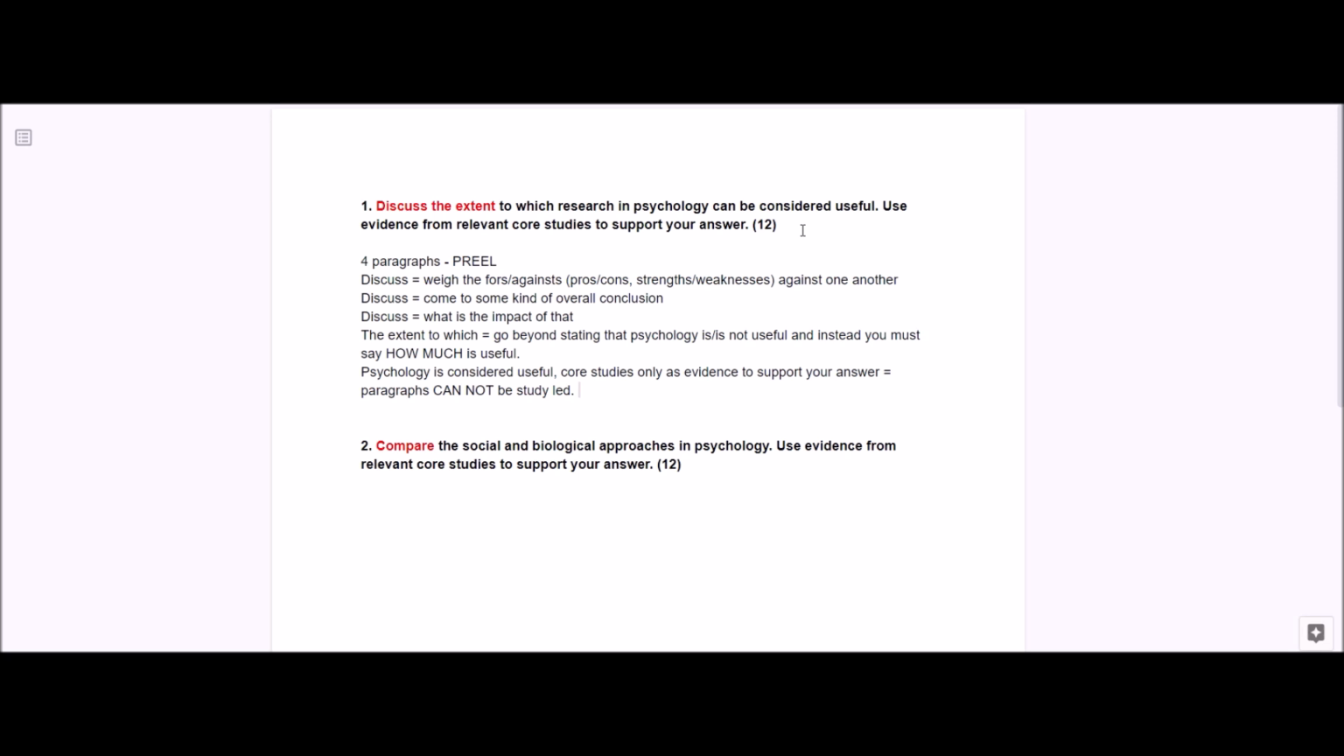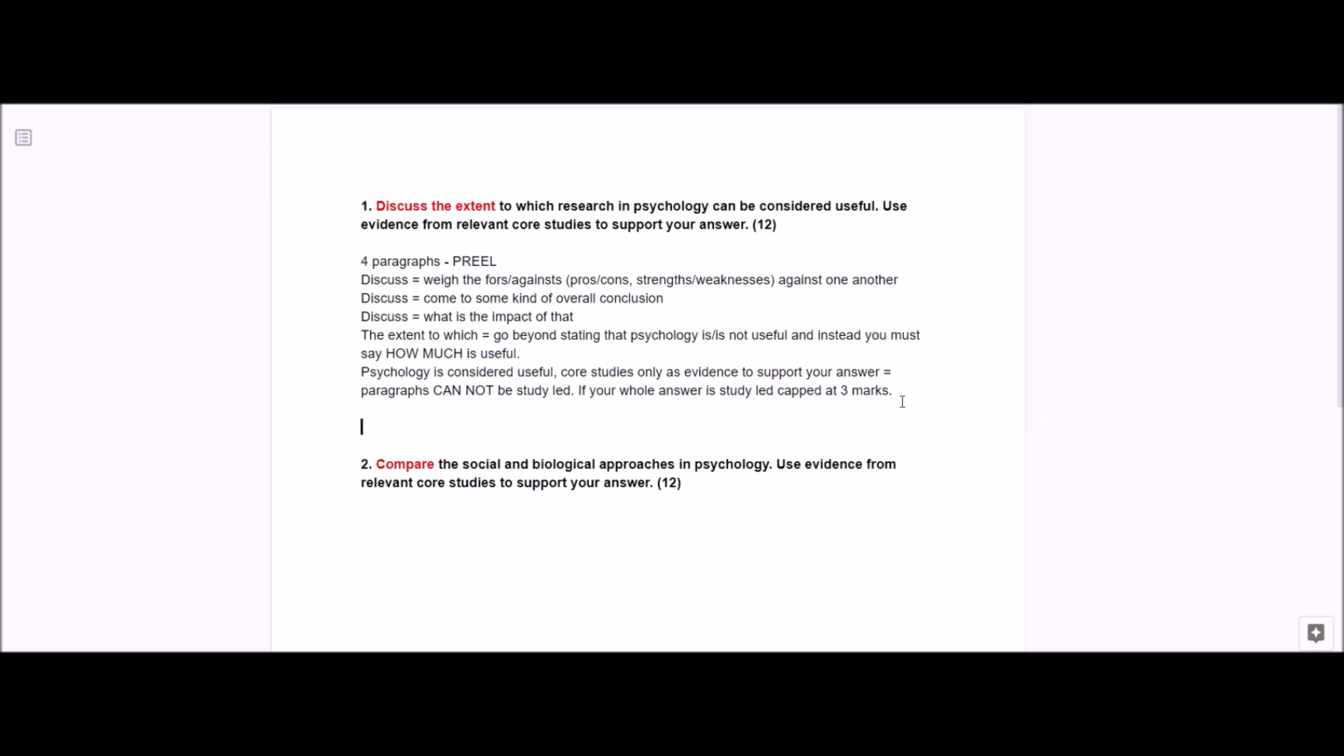If you just say, here's a piece of research that's useful, this is what it's useful for, then that paragraph is counted as study-led. And if your whole answer is study-led, you are usually capped at about 3 marks for a 12 marker. Okay, so if the whole thing is study-led, you'll be capped. So it doesn't matter how much you've written, how much time you've put into it, or how much knowledge of studies is in there. If it's study-led, you're only ever going to get a maximum of about 3 marks. Okay, so that's what you need to do for the structure.